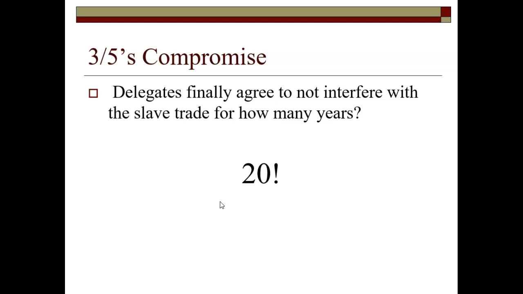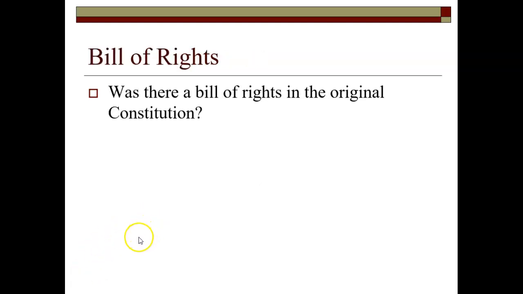Slaves will basically only be generated from that slave population already existing in the United States of America. I asked a question concerning, was there a Bill of Rights in the original Constitution? And the simple answer is no. No, there was not.